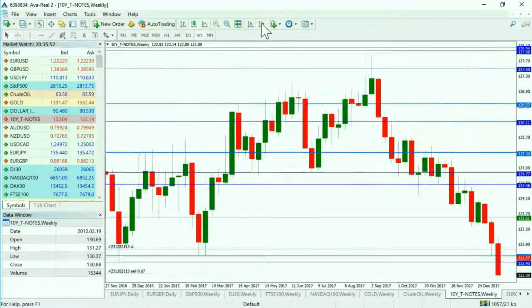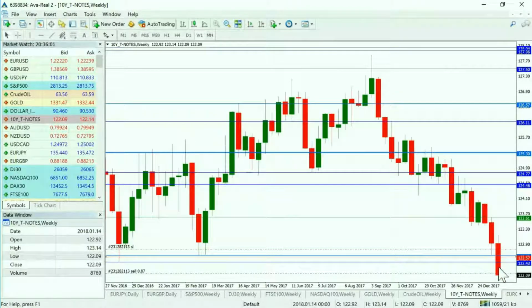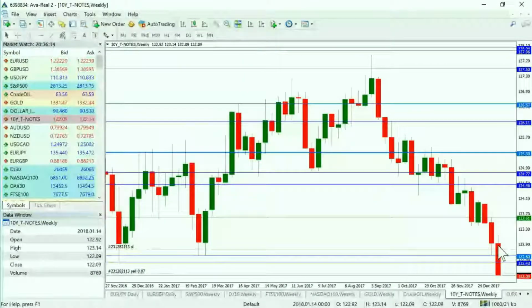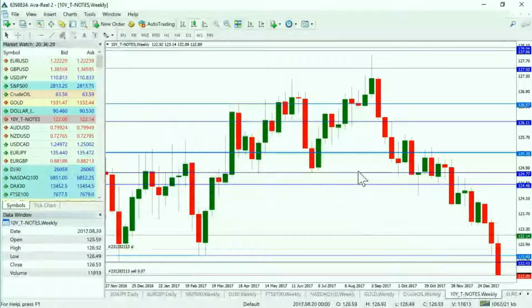So in terms of the levels, we're just going to work with new levels. Sorry, let me take note of the low. The low of this market is 122.09. So we'll put that level in here, 122.09, and to the upside, it's quite a long way away, but 123.14. A lot can happen in the meantime in this market. So those are the weekly highs and lows with regards to the 10-year note.